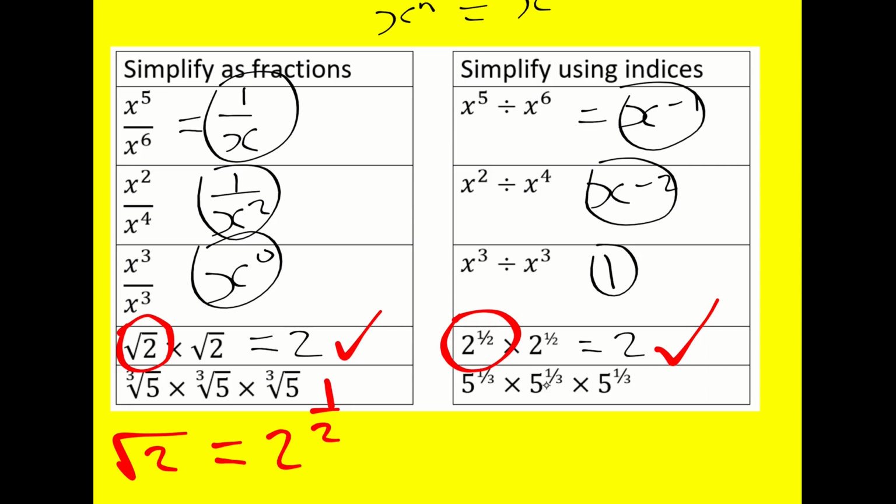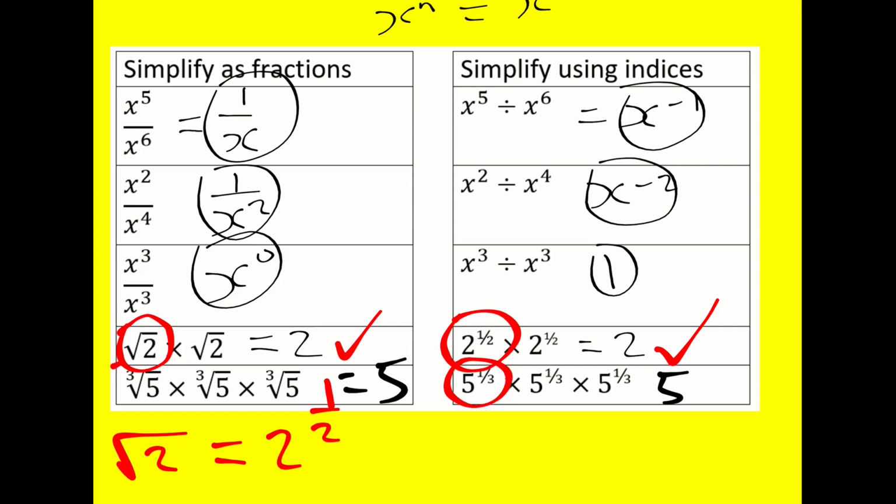5 to the third times 5 to the third times 5 to the third. We're just going to add the powers together here, and again we're going to be left with 5 to the power 1, because a third plus a third plus a third is 3/3 or 1. And then the definition of a cube root is a number that I times by itself 3 times to give me the number inside the cube root. So again, this is going to equal 5, and this gives us another result that is going to be really useful.